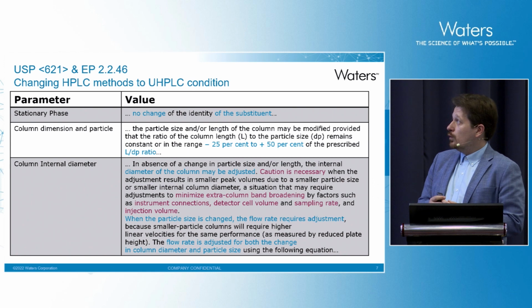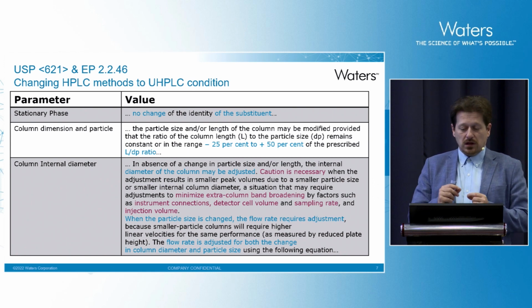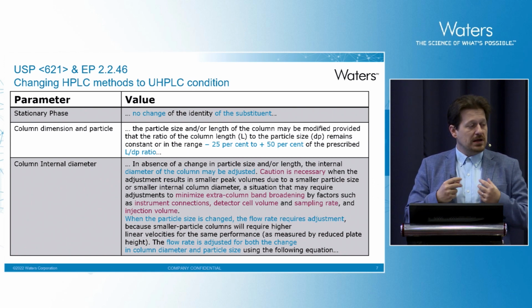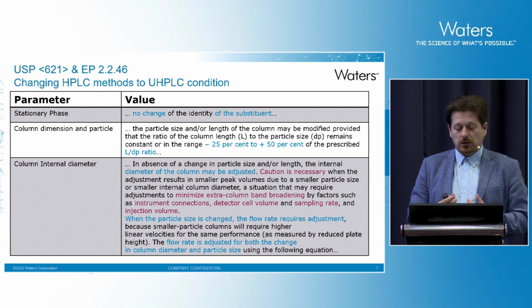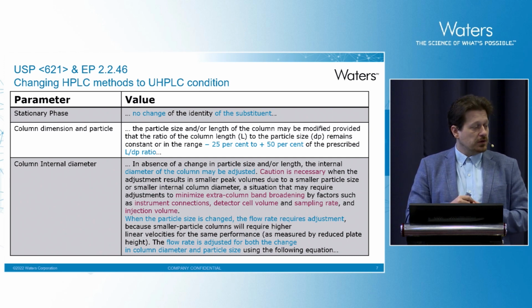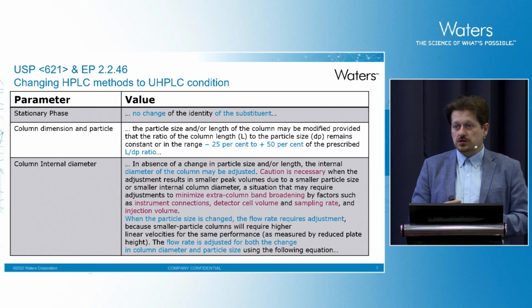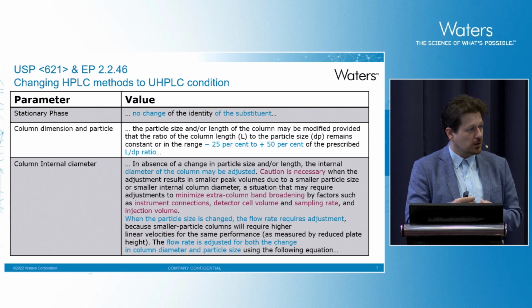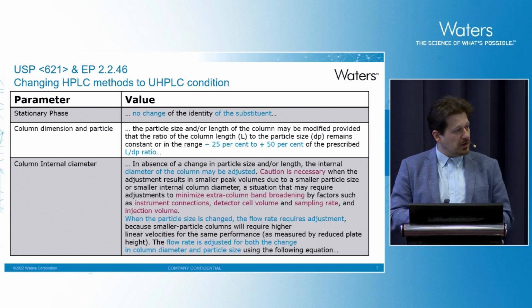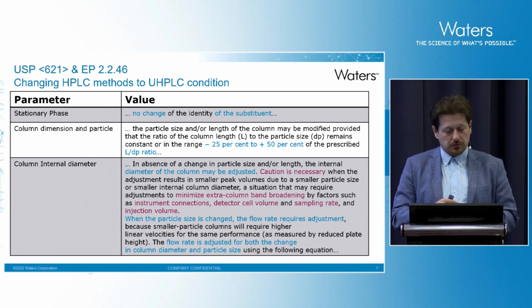And here we need to stay within a certain range of ability of the column to separate the compounds. We call this the L over dP, the length of the column divided by the particle size. And we may reduce a little bit, by 25%, the power of the column, but not too much, but we may increase much more. So we can say, okay, increase by plus 50%. Which is also nice, because if you have issues with resolution, you just take a slightly longer column or a little bit smaller particle, and the resolution problem will be solved.